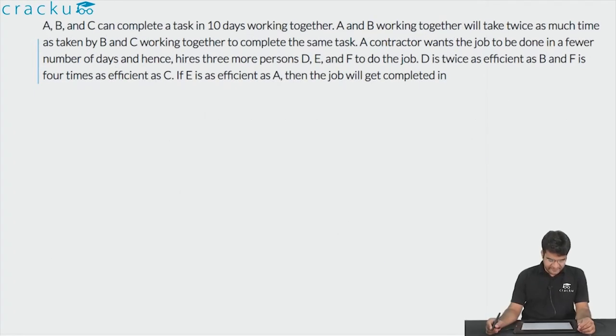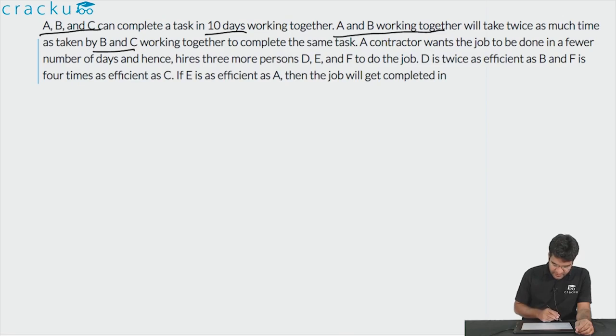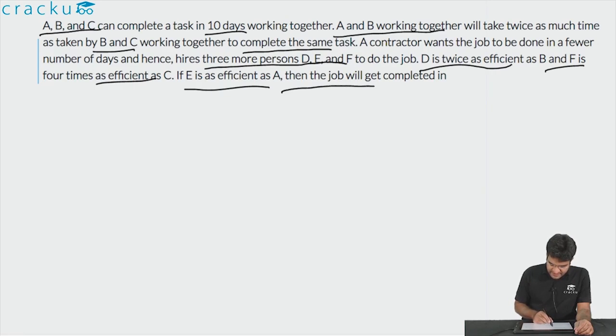In this question, we are given that there are 3 people, A, B and C. They can complete a task in 10 days while working together. A and B working together will take twice as much time as B and C working together to complete the same task. Now the contractor wants the job to be done in fewer number of days, and hence he hires 3 more persons, D, E and F, to do the job. It is given that D is twice as efficient as B, F is 4 times as efficient as C and E is as efficient as A. Then the job will get done in how many days?